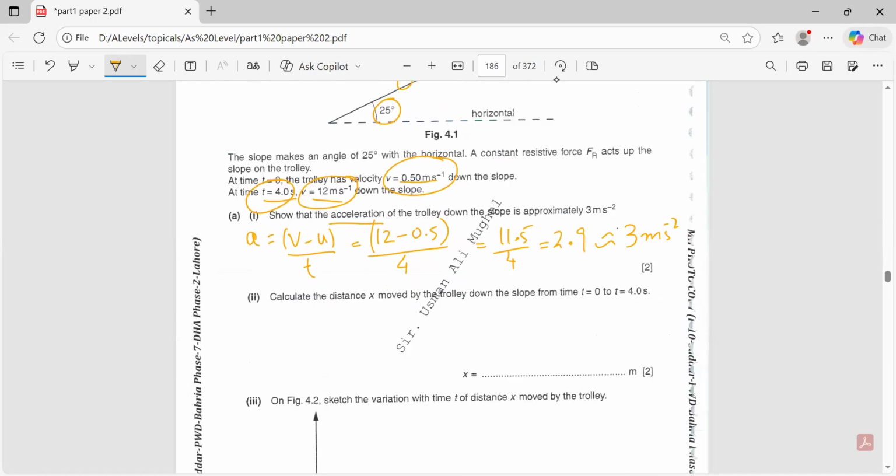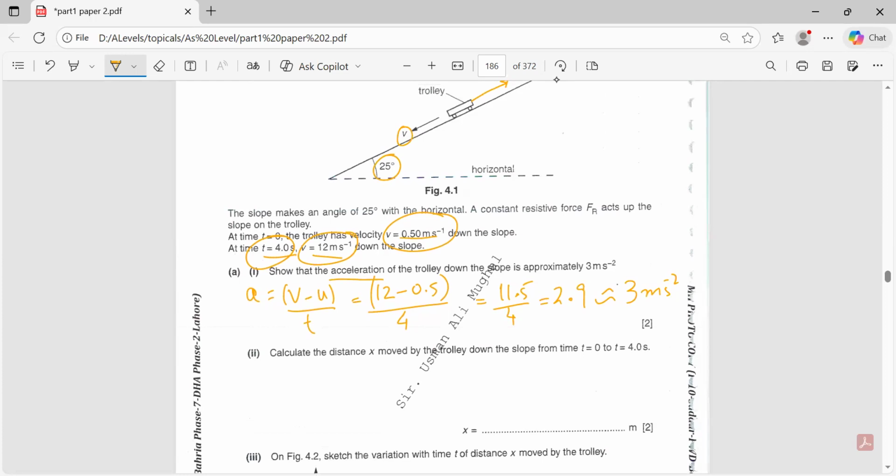Next question says calculate the distance x moved by the trolley from time t equals 0 to 4 seconds. So here we are going to use the equation of motion. Let's see how we are going to apply the equation of motion in this specific case. The time given to us is 4 seconds, right? Apart from this, we have just found the acceleration. We are going to take the acceleration as, for instance, 3 meters per second square.